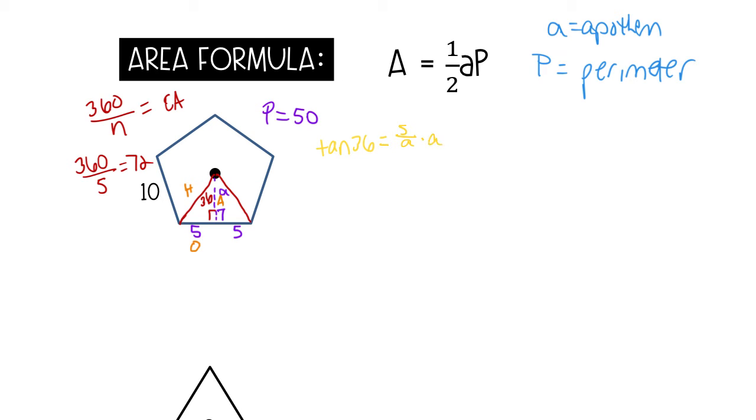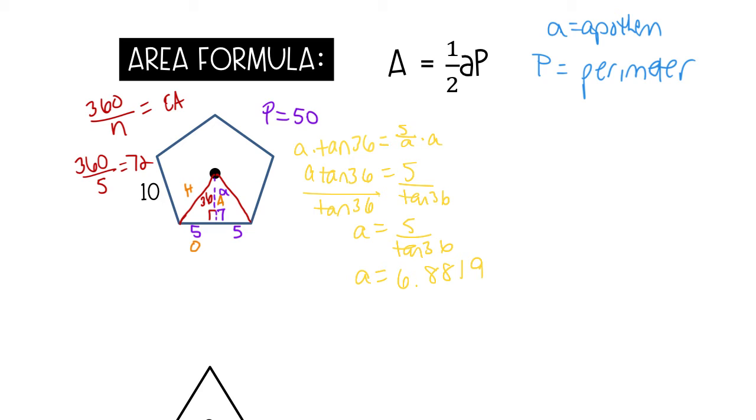We're going to multiply both sides by a, and I get a times the tangent of 36 is 5. That means I can divide both sides by the tangent of 36, and I get a is 5 over the tangent of 36. If I put this into my calculator, I get that a is 6.8819 or so.